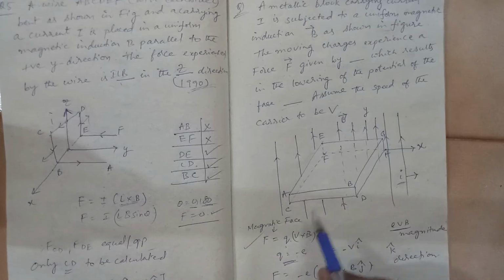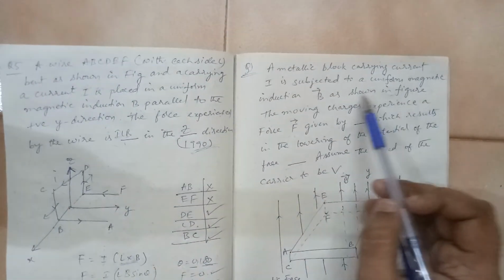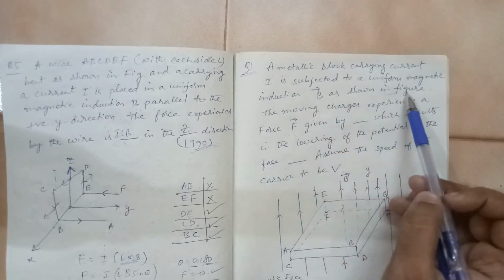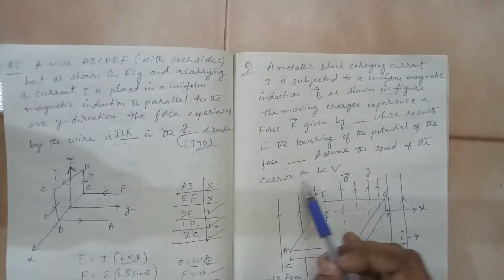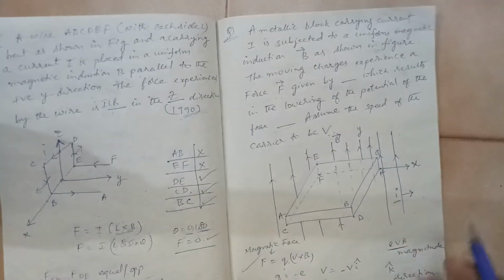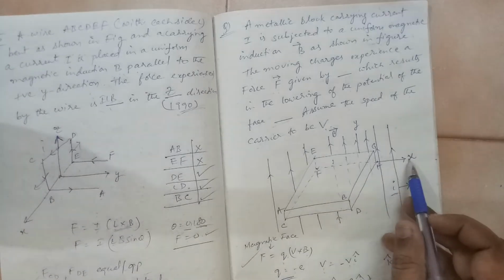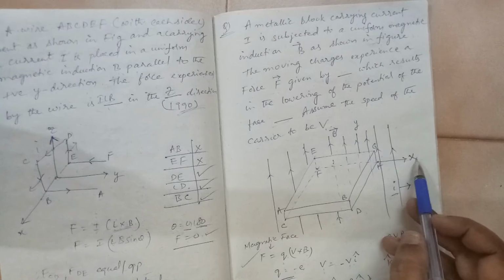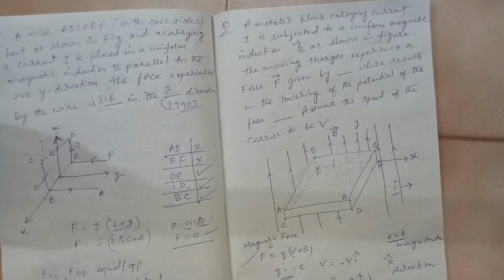Velocity is in which direction? Velocity is given in the X direction. You see, magnetic field induction B, and assume the speed of the carrier to be V, and it has been shown in the diagram that it is in the X direction. So I can write V is equal to V into I cap, but this is the direction of the current. So what is the direction of the electron? It will be the opposite direction. So I put a minus. So put it in the equation now.